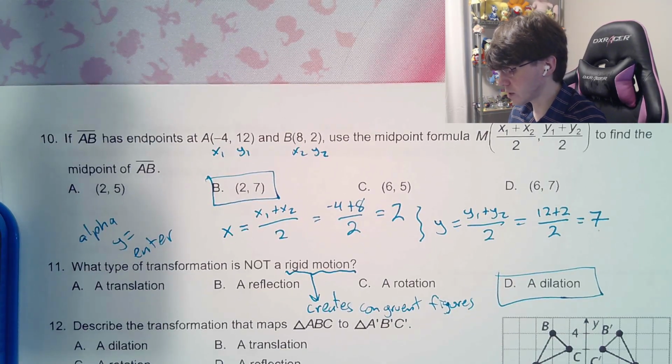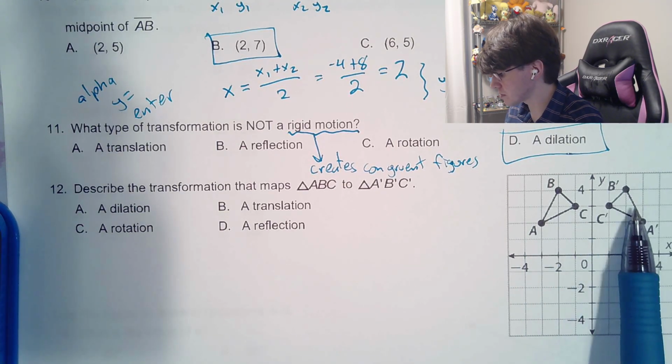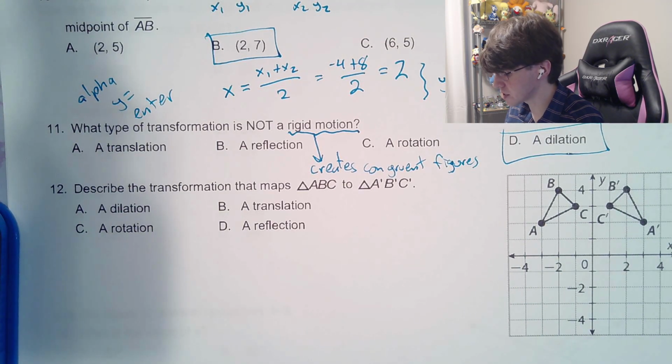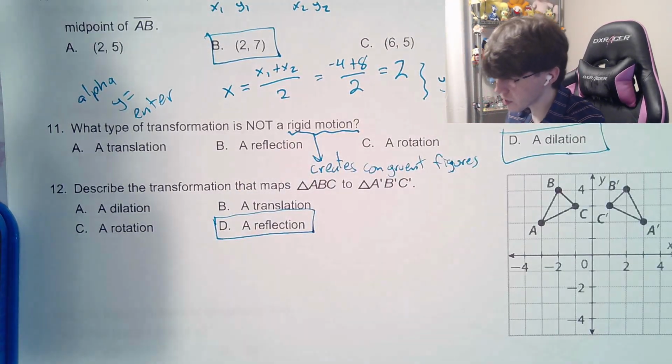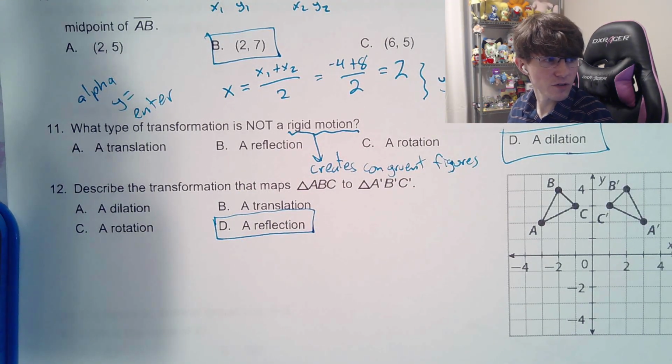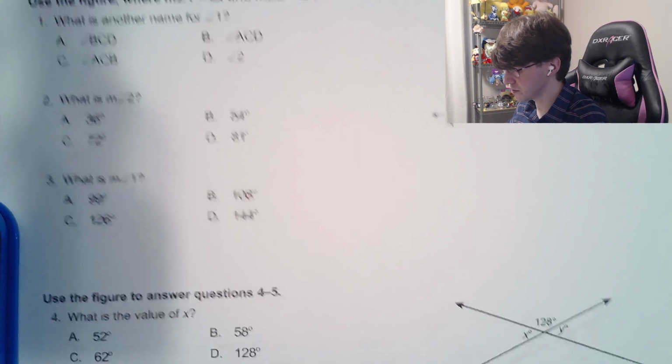Number 12, describe the transformation that takes one from the other. So if you notice, this one is being flipped upside down. When you flip something upside down, we call that a reflection. And there we go. We finished our very first review thing. Let's go on to review number 2.